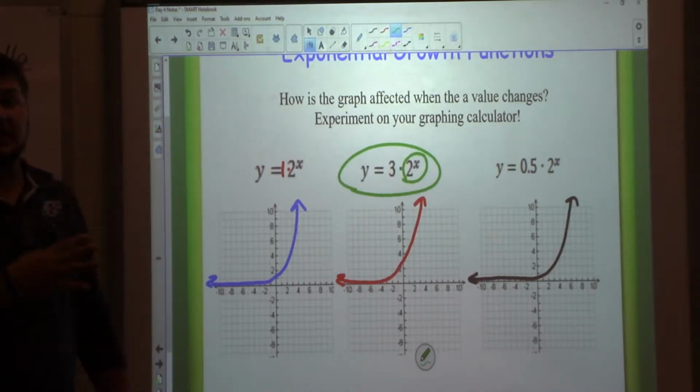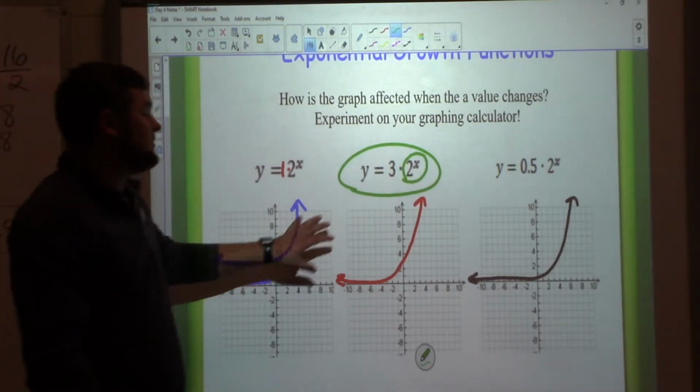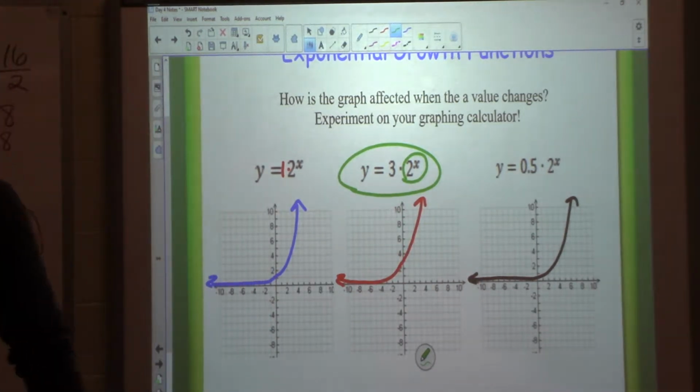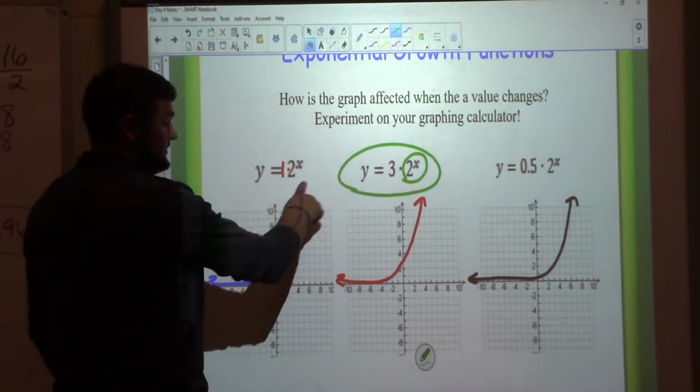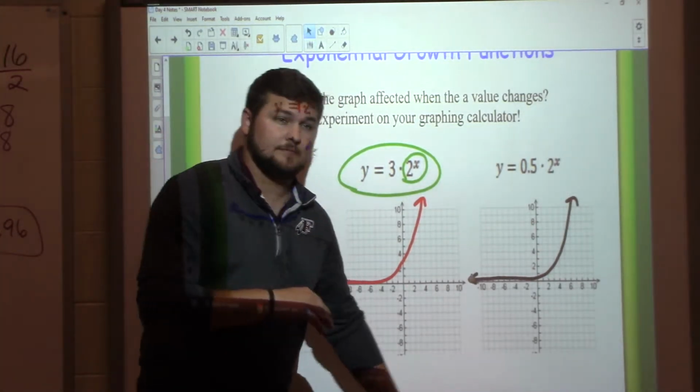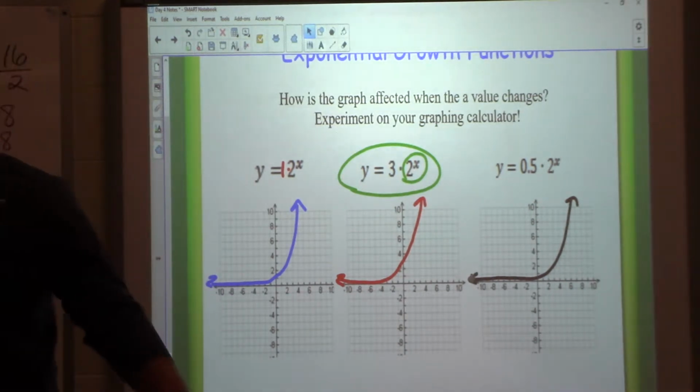Any questions so far? Like I said, you don't need to worry about being able to graph on the test. You might need to match things with graphs. You might need to be able to tell its growth by looking at the graph, because it goes up from left to right, but you won't have to graph them. Okay? Any questions? Yes, sir.